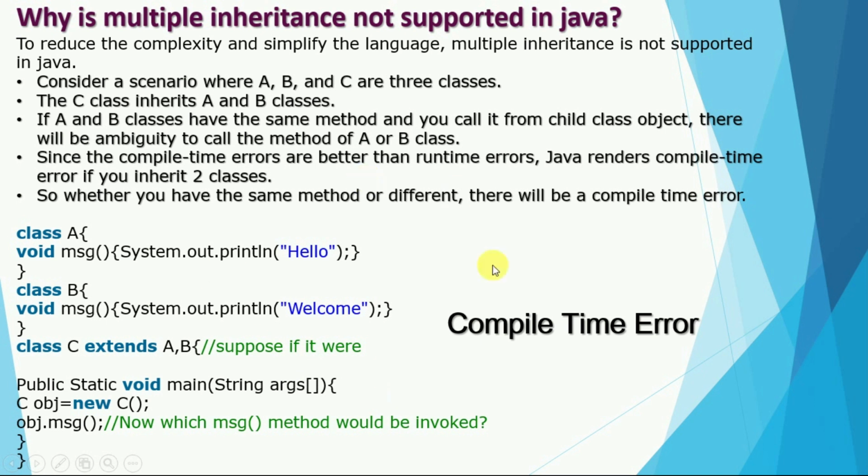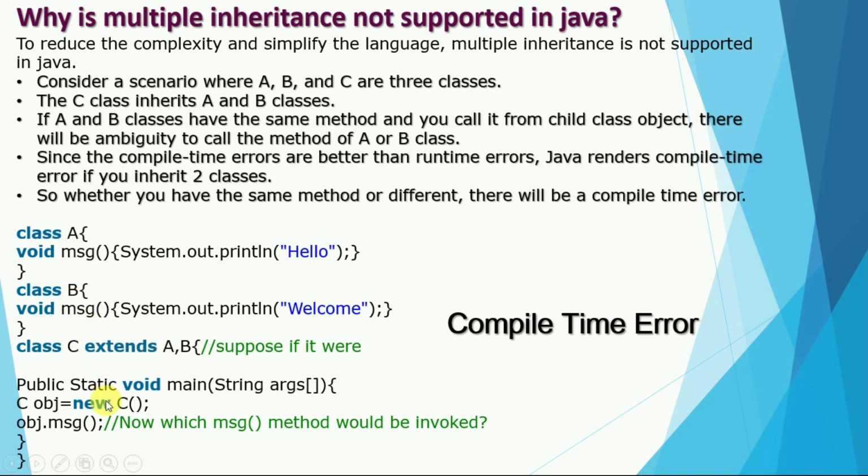Okay, so why is multiple inheritance not supported? We already discussed the actual problem and purpose. So let's take an example. We have a class A, a class B and a class C. The child class C is trying to extend both classes A and B, so we can say class C has two parent classes A and B.